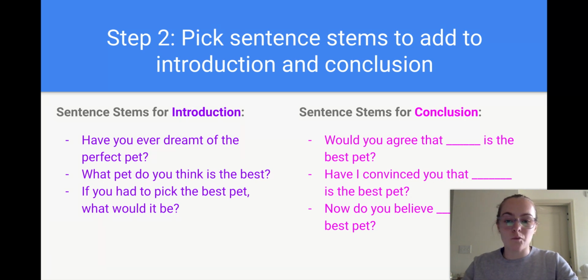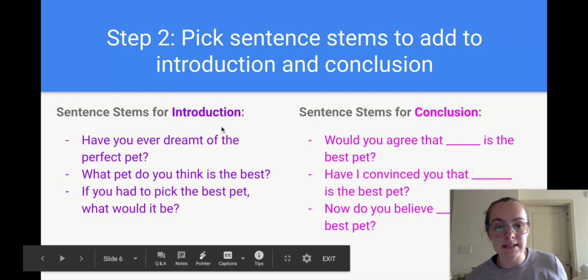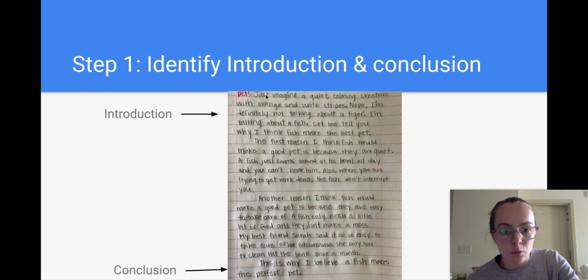The first option was, have you ever dreamt of the perfect pet? Second one reads, what pet do you think is the best pet? The third one reads, if you had to pick the best pet, what would it be? Friends, I just need to pick one of these sentence stems to add to my writing. Let's look back and read my introduction one more time to see which one best fits my writing.